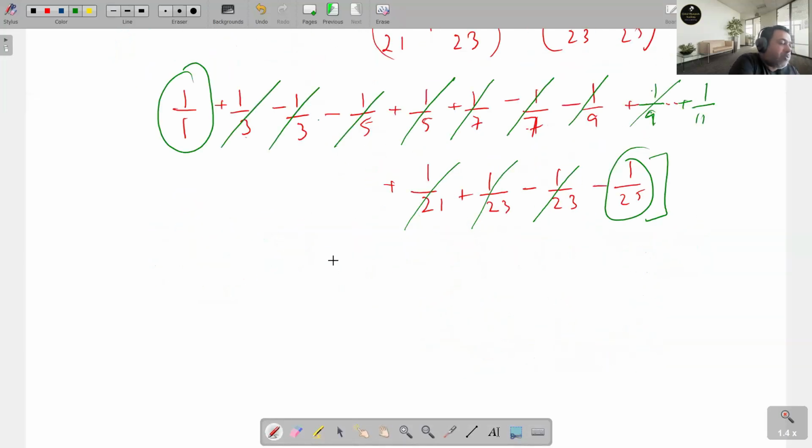All right. And that will give us 1 by 1 minus 1 by 25, which is 1 minus 1 by 25, and which is equal to 24 by 25.